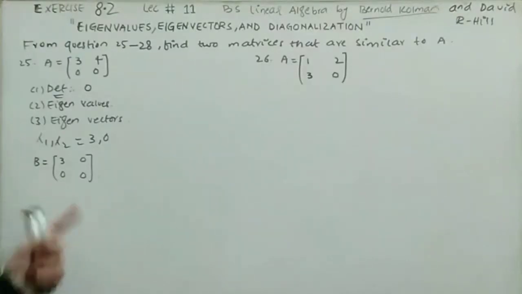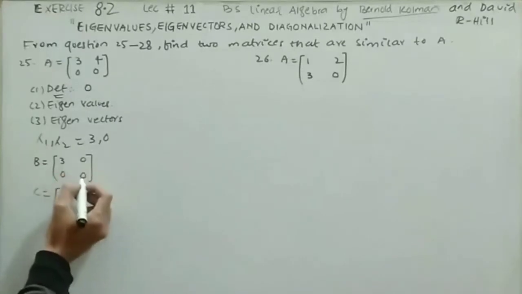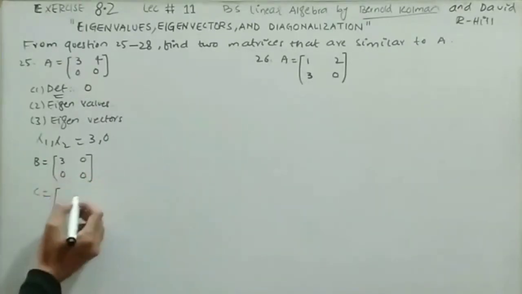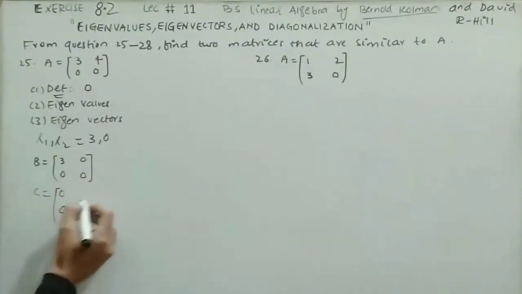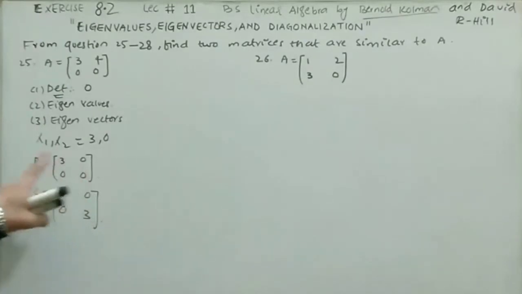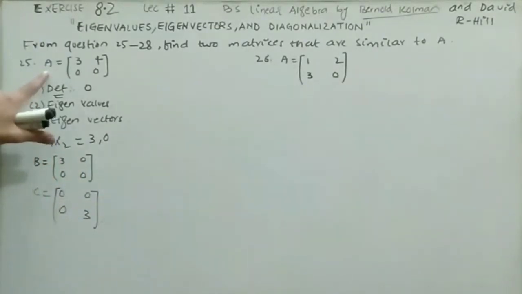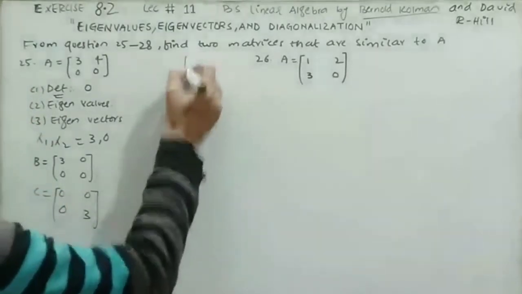Let's suppose this is the first similar matrix, and I consider another matrix. I rearrange and flip these two values, so it becomes [0, 3; 0, 0]. The determinant of this matrix is also 0 and the eigenvalues also lie on the main diagonal. So these are the required two similar matrices to the given matrix A. Now move toward question number 26.